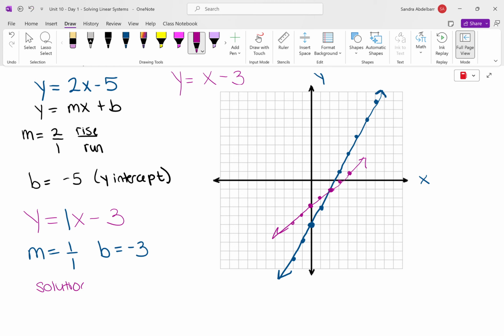So we want our solution. Our solution is going to be the point where they cross. Let me highlight it in yellow. 2, negative 1.